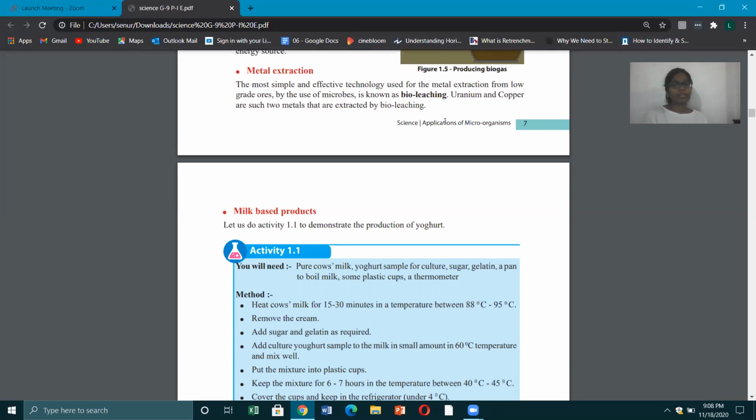Metals can be extracted simply and very effectively with the use of a very simple and effective technology known as bioleaching. For this, we need microorganisms, and two types of metals that have been extracted with the use of microorganisms in bioleaching are uranium and copper.